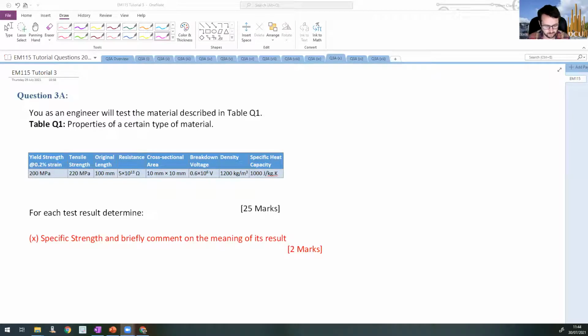Okay, so we're looking at tutorial 3 and part 10 here. We're asked for the specific strength and briefly comment on the meaning of the result. Okay. So when we say specific strength, what we mean is the strength to weight ratio. We'll assume that this is related to the tensile strength, given that it's the only value of strength that we're given.